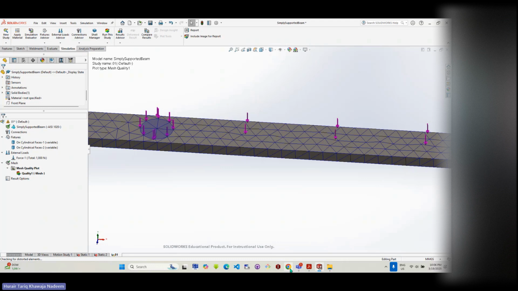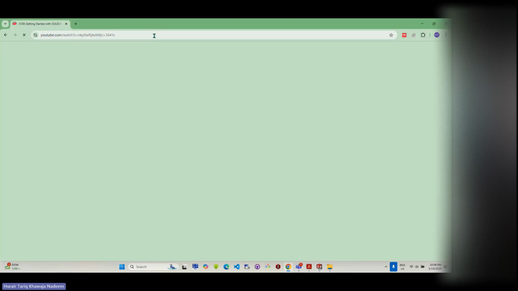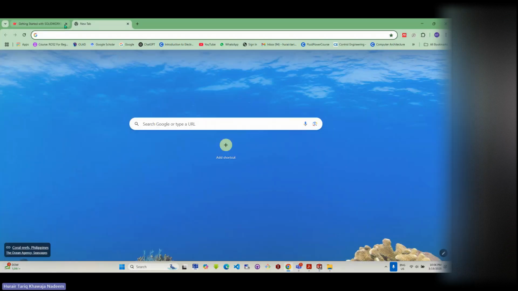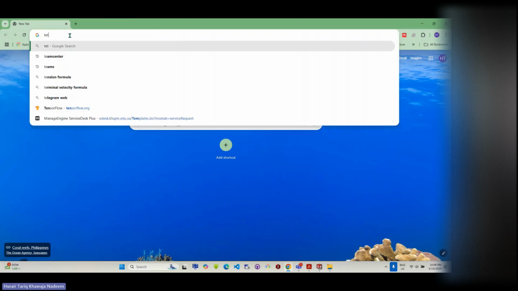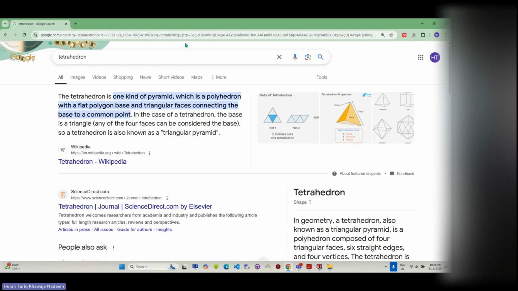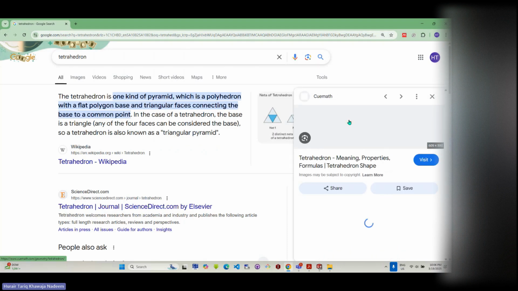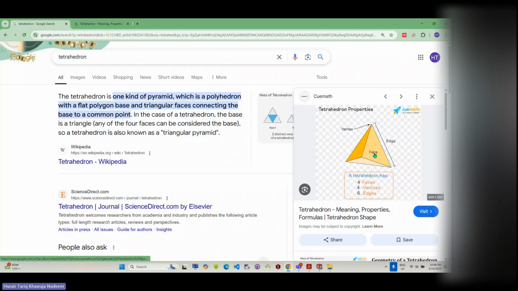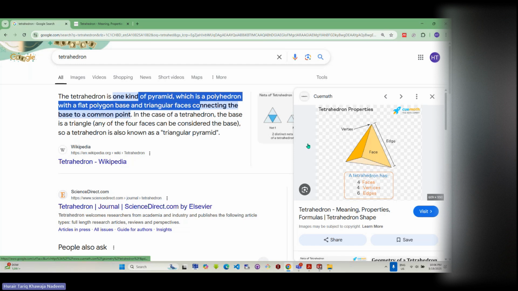It's something like a tetrahedron. What is tetrahedron? Tetra, hedron. So this is called tetrahedron. It has got one, two, three, four triangular surfaces. How many edges? Six edges. How many faces? Four faces, four vertices, and six edges. So it's a tetrahedron, a kind of pyramid.